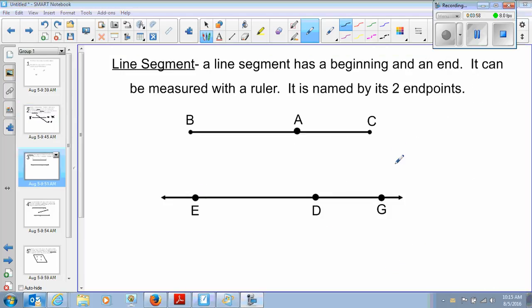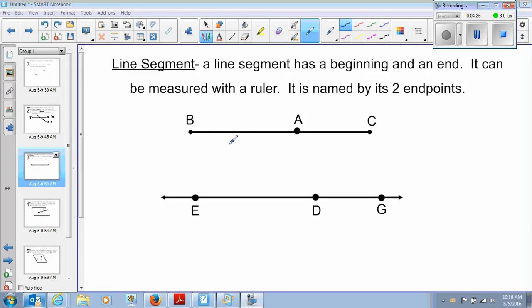Similar to a line, we get to something that's called a line segment. A line segment, however, has a beginning and an end. It can actually be measured with a ruler, and it's named by its 2 endpoints. So you want to be specific. You say where it starts and where it stops. So here, think about how many line segments you actually see. Most people would say 2, but if I look carefully, I can see that there's really 3 line segments here.